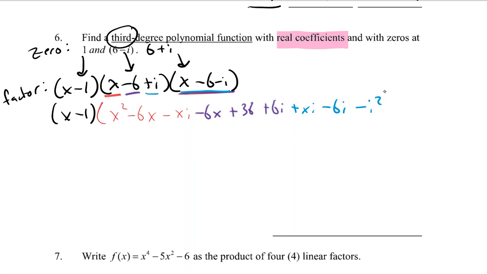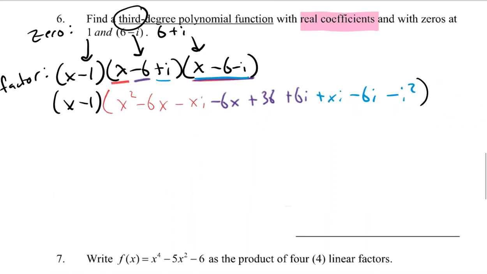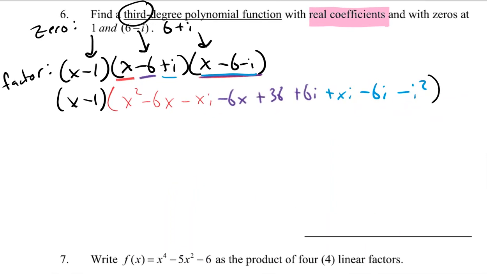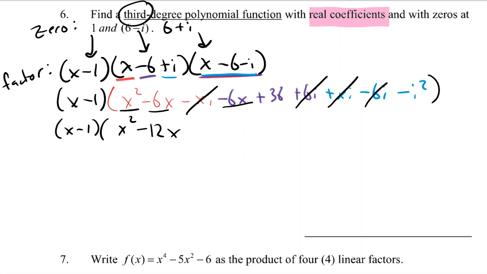We saw this a minute ago, that it starts to look almost impossible. It gets really, really messy. But most of this is going to cancel out. Plus xi minus xi would go to 0. I have this x squared, minus 6x would be minus 12x. 6i minus 6i, those cancel out and go to 0.